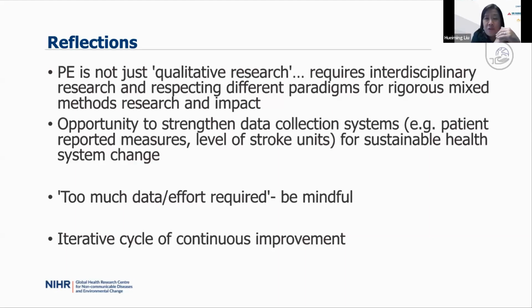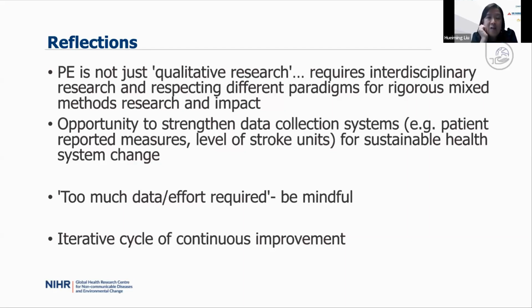Second, there's really an opportunity to strengthen data collection systems. For example, you can use some of your qual to inform the development of new patient-reported measures, or validate them, or culturally adapt them to your local context. You can also look at contextual things, such as the level of stroke units by the World Stroke Organization. Is it a basic one? Is it an advanced stroke unit? You can use that data collection system to inform your context. So when you're doing your evaluation and developing your data collection, it'll be great if that can be embedded and simplified into the normal system for sustainable health system change.